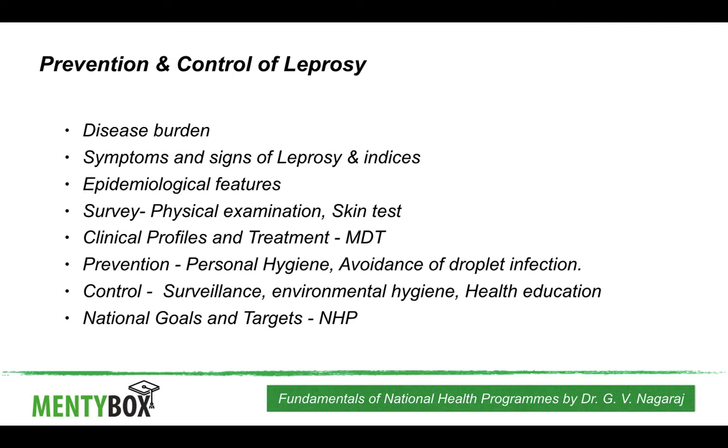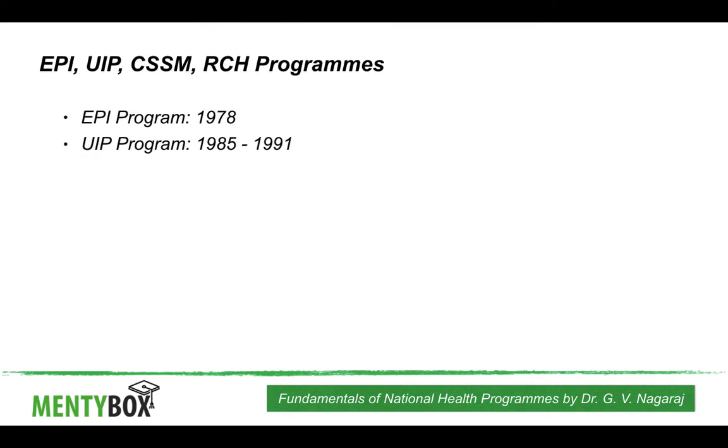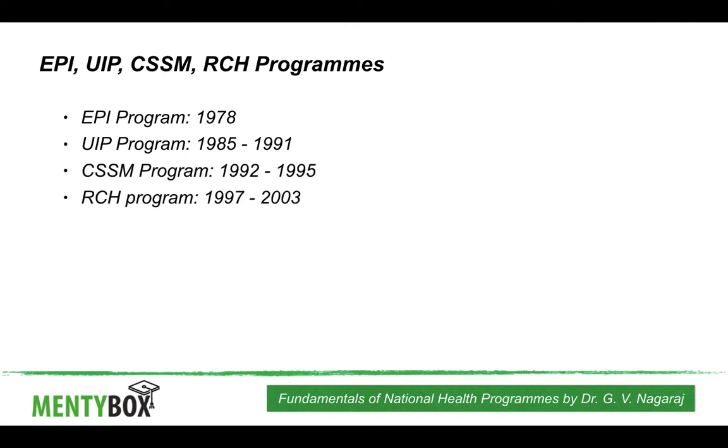National goals and targets under national health policy. EPI, UIP, CSSM program and RCH programs. Expanded Program on Immunization in 78. Universal Immunization Program between 85 and 91. CSSM program between 92 to 95. RCH program 97-2003.